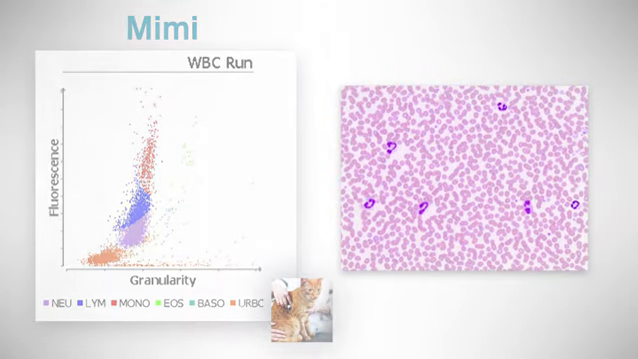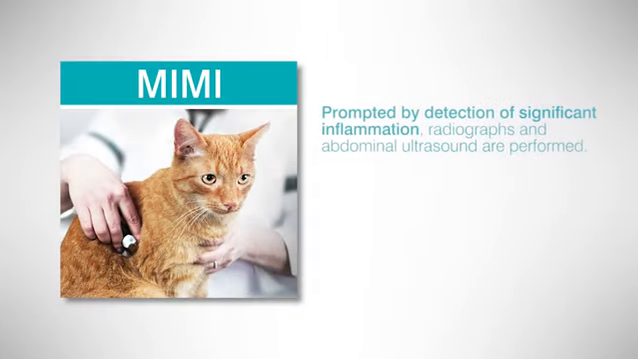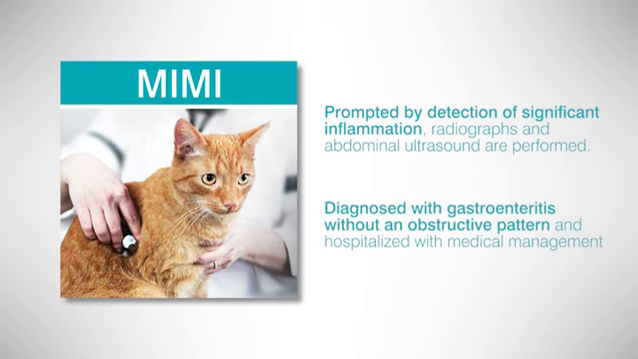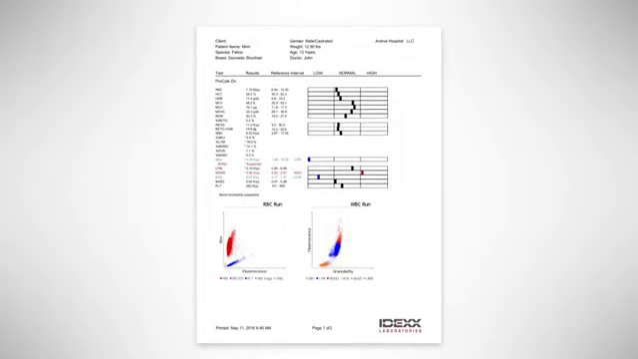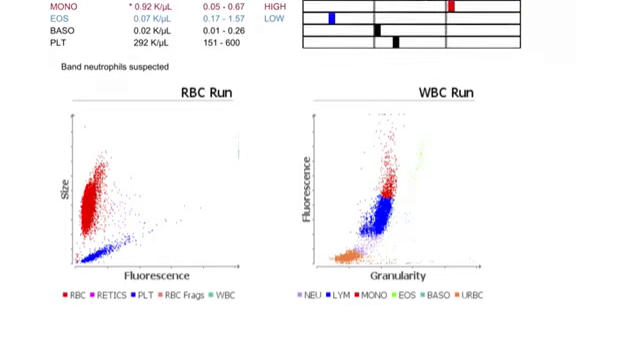Indeed, we can see from Mimi's blood film that day that she does have immature neutrophils, or bands, present in circulation, noted with arrows. Prompted by this detection of significant inflammation, radiographs and abdominal ultrasound are performed, and Mimi is diagnosed with gastroenteritis, without an obstructive pattern, and hospitalized with medical management. When we look at Mimi's dot plot on the CBC repeated the following day, we see the pattern noted above that is associated with an increasingly severe inflammatory process.